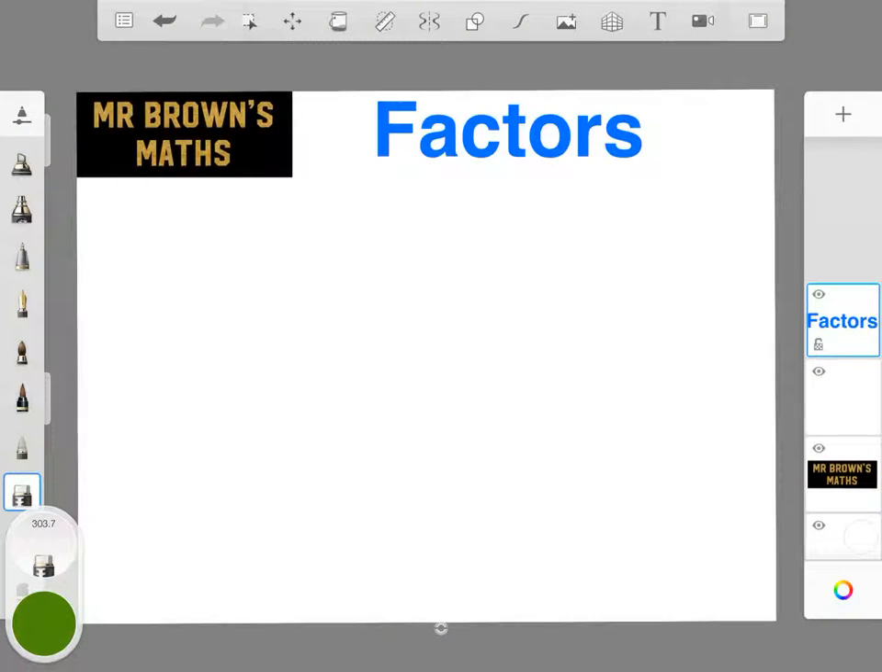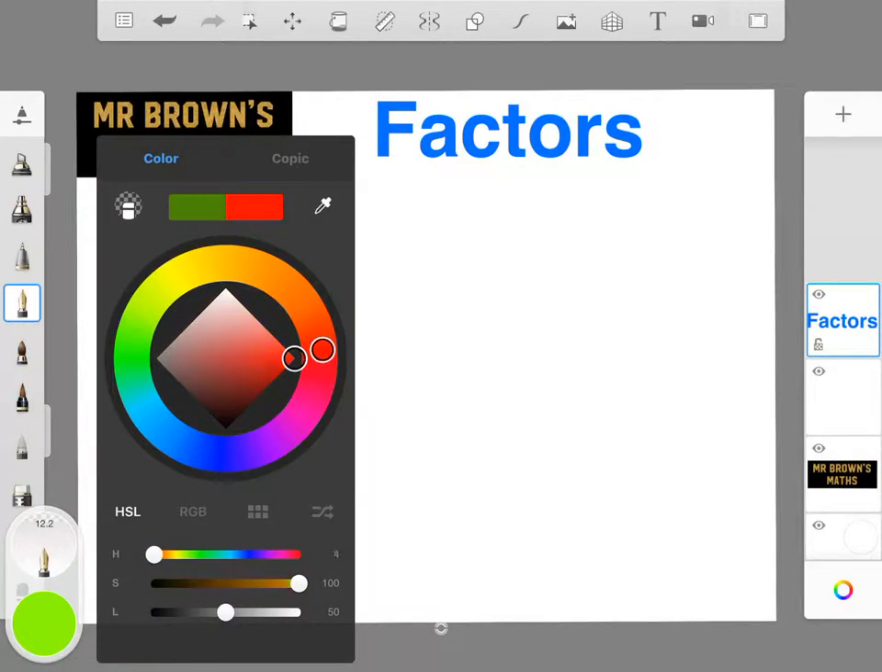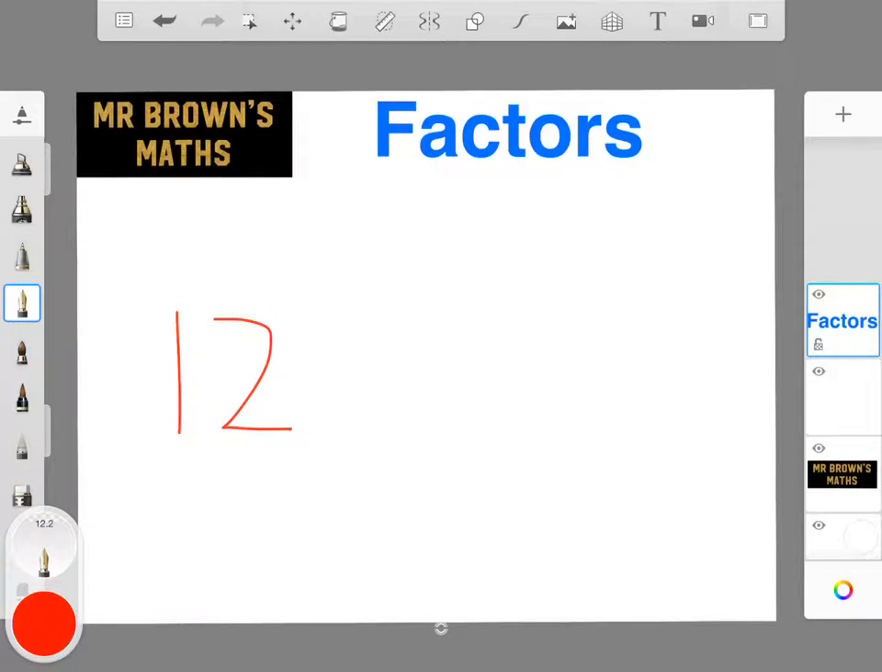Welcome back to Mr. Brown's Maths, and in today's lesson we're going to do factors. So factors means your times tables. So for example, let's do 12. What does factors mean? Well, what can we times together to get 12?